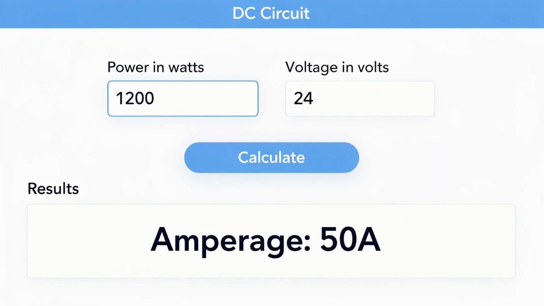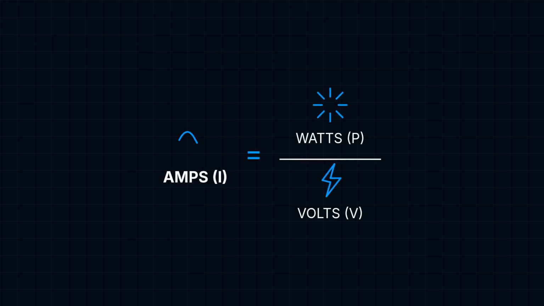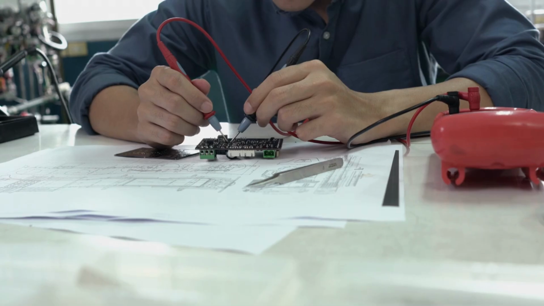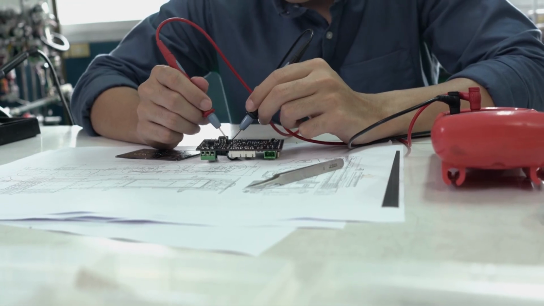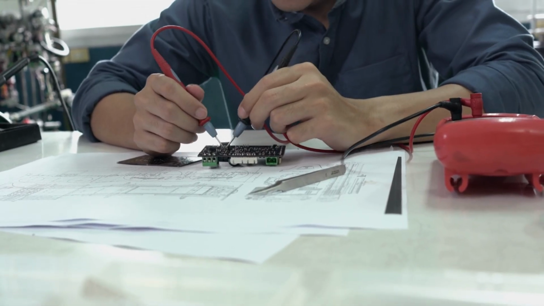Click Calculate, and the calculator immediately shows your amperage result. This tells you the current draw for your DC circuit. The calculation uses Ohm's law, dividing power by voltage to give you the exact amperage needed for your circuit design. This tool eliminates manual calculations and reduces errors in your electrical system planning.